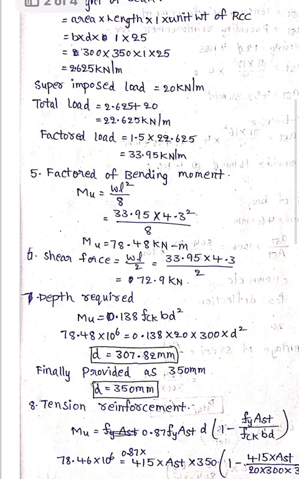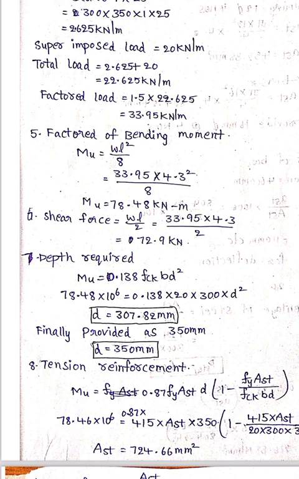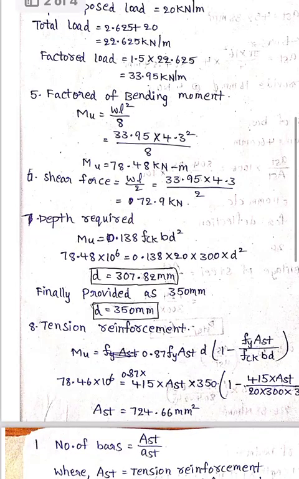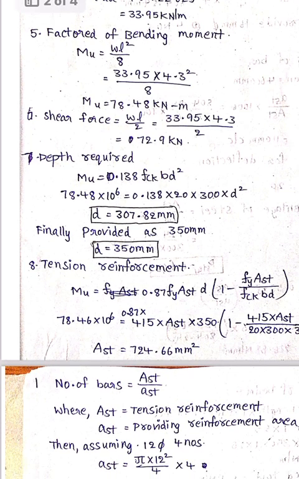Then the total load is the superimposed load plus all other loads we have calculated, that is 22.626. And the factor of load is very important for designing the beam, that is 1.5, giving 22.625 kilonewtons. The factored beam moment Mu is equal to WL squared by 8, that implies Mu is equal to 78.25. And shear force is WL by 2, that is 3.95 into 4.35 by 2. Our answer is 72.9 kilonewtons.